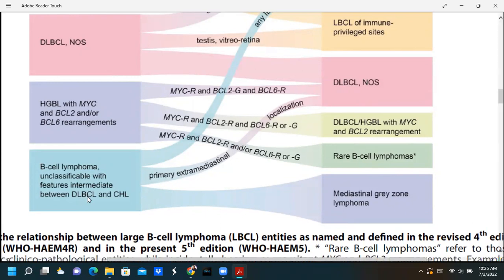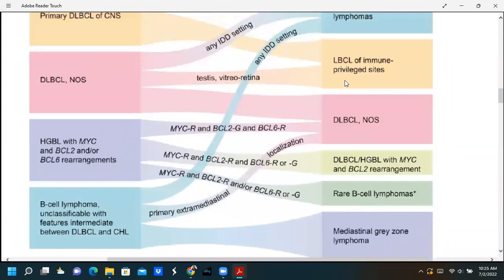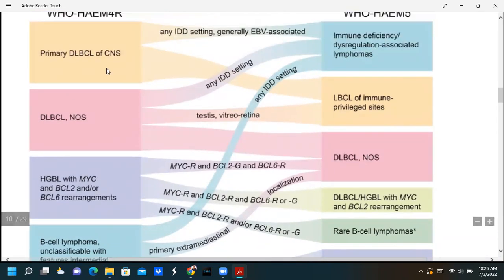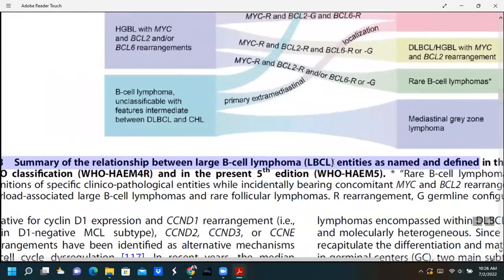So features intermediate between DLBCL and CHL. They are now calling it mediastinal gray zone. Because it has the mediastinal name, if it is extra mediastinal, go for DLBCL NOS. We used to have these categories where there were extra mediastinal places and we were still calling it this entity. But if it is extra mediastinal, we are going to call it DLBCL. Again, any immune deficiency setting, just go for immune deficiency dysregulation associated lymphoma. So anywhere from here, the primary DLBCL of CNS, DLBCL NOS, B-cell lymphoma unclassifiable, any of these with an IDD setting, we are calling it immune deficiency associated. Okay. Thank you for making this.